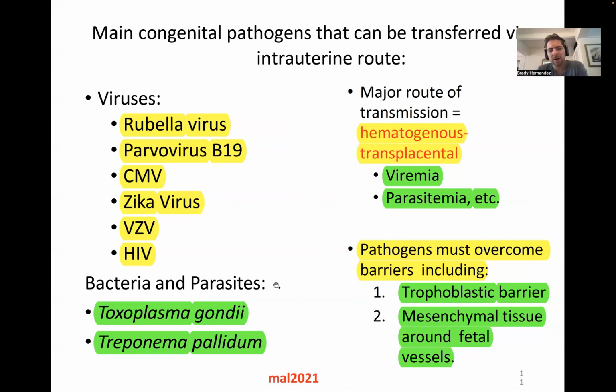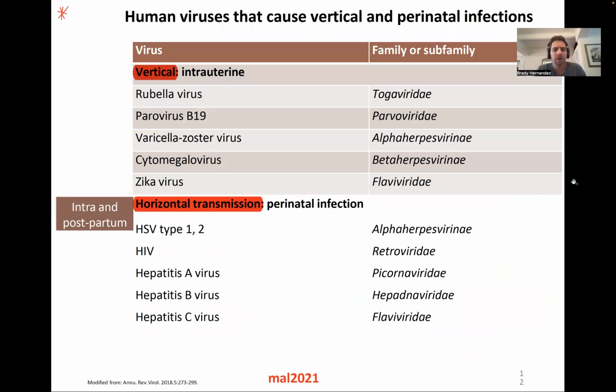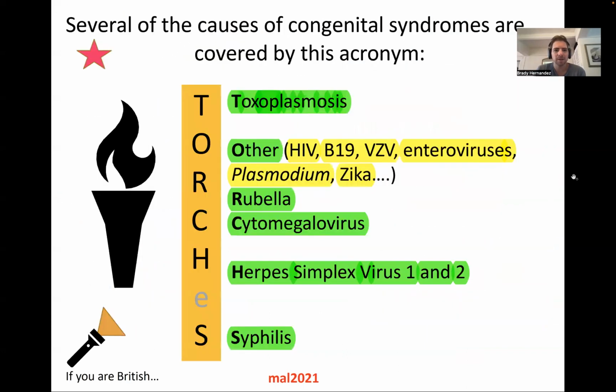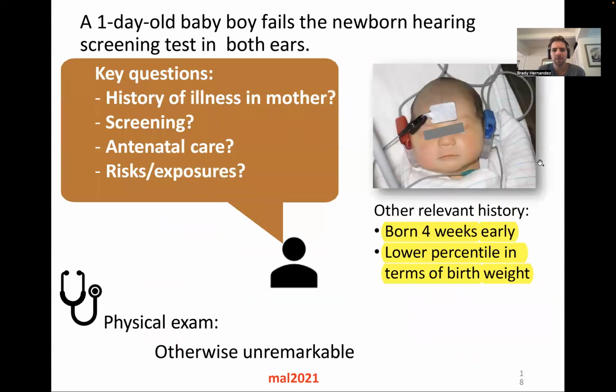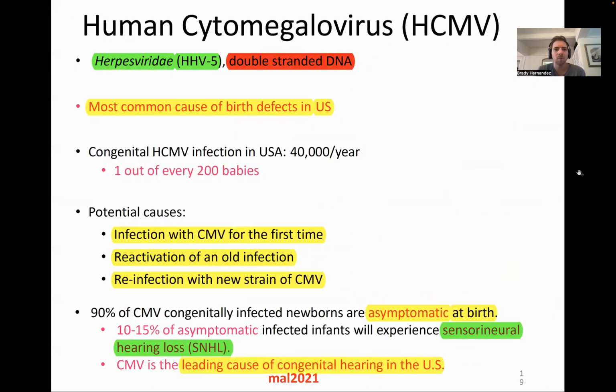We talked about toxoplasma with cat feces there. So let's go through these and I'll point out some of the very characteristic ones. TORCH, that's the big one. That's how you remember what goes with what.